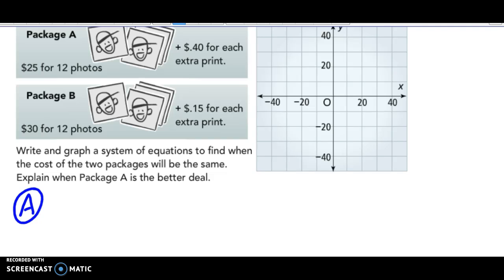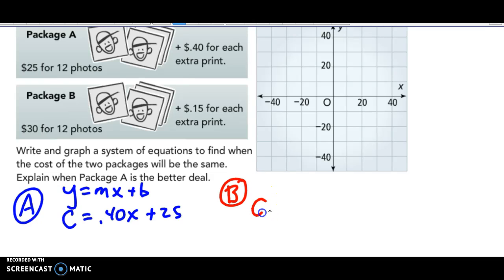So for this equation, I'm going to use y equals mx plus b form, but I'm going to use the letter C to stand for cost. So what I know is it's going to cost 40 cents per extra print. Plus, it's going to cost me $25 for those first 12 photos. Plan B, my cost is going to be 15 cents per photo. And on top of that, I'm going to have to pay $30 for the original 12 photos.